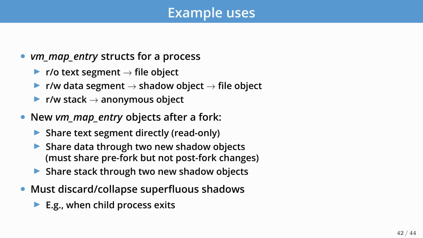The data segment, as we saw above, has a shadow region. All we'll do is create a new shadow region on top. So there'll be two shadows stacked on top, one for the parent, one for the child. And both the parent and child's shadow objects will point to the same shared shadow object underneath that previously existed prior to the fork.